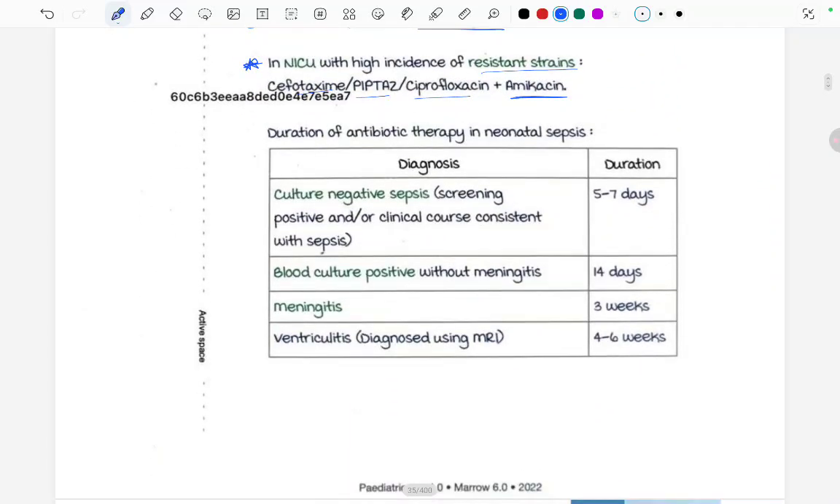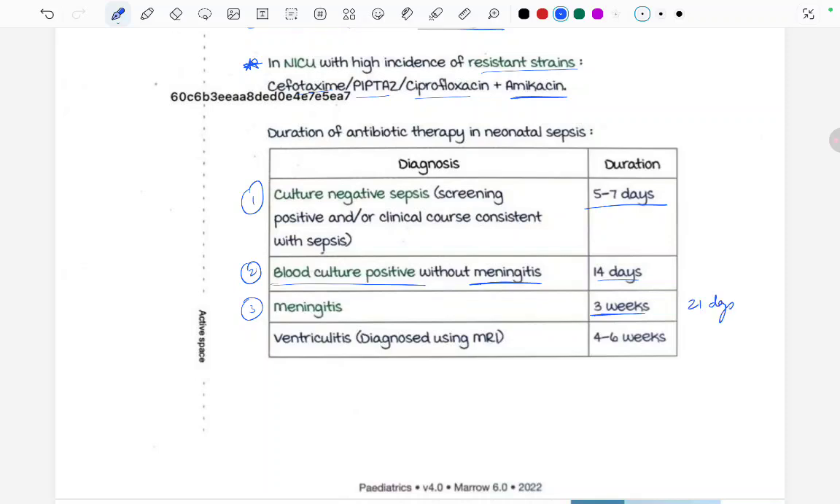Duration of antibiotic therapy in neonatal sepsis. If it is culture negative sepsis, screening positive, and clinical course consistent with sepsis, then we need to give antibiotics for 5 to 7 days. If there is blood culture positive sepsis without meningitis, we need to give antibiotics for 14 days. In case of culture positive sepsis with meningitis, then we need to give antibiotics for 3 weeks, that is 21 days.